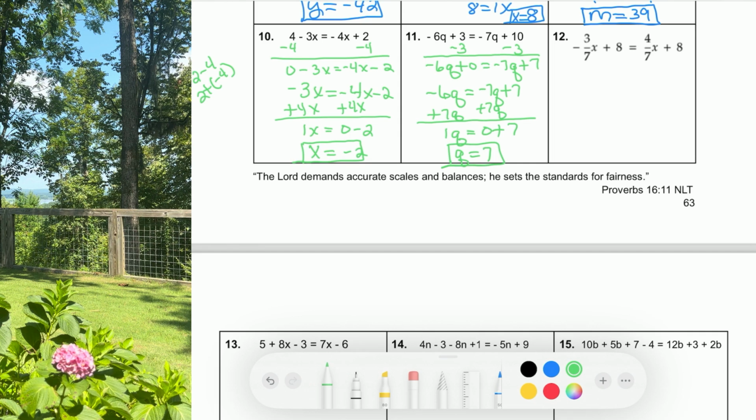Number 12. We have negative 3/7 x plus 8 equals 4/7 x plus 8. So again, we need to deal with the numbers first. So I'm going to subtract 8 from both sides, which interestingly enough is going to cancel them on both sides. But that's okay. We can still work with this problem. So that gives us negative 3/7 x equals 4/7 x. I still need to get my x's together. So I'm going to add 3/7 x to both sides.